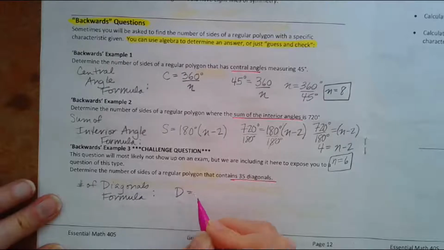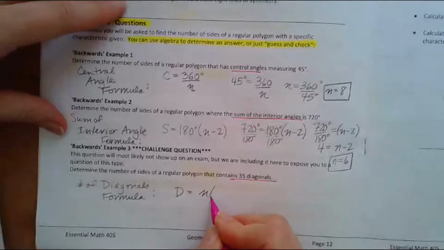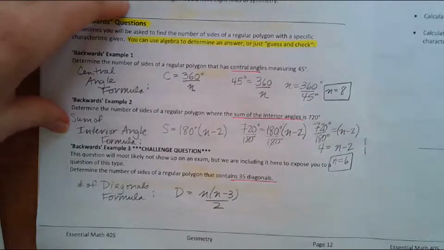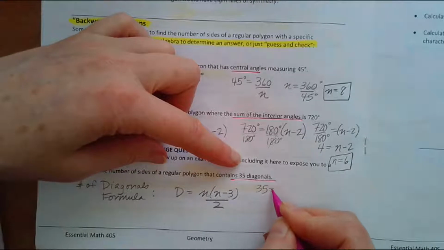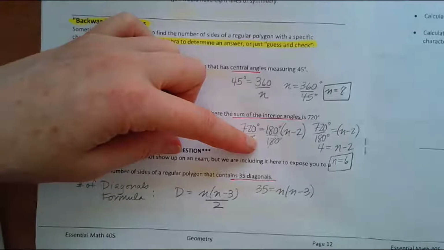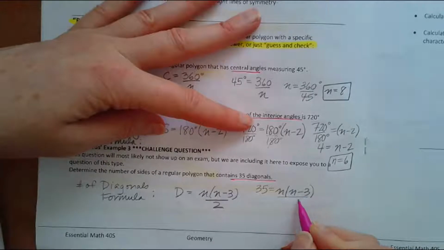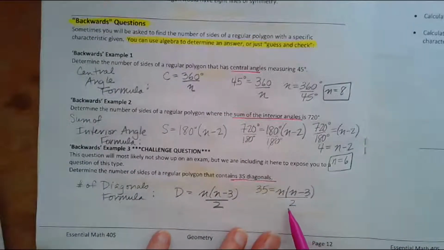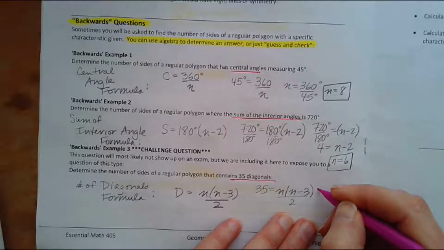So the number of diagonals equals n times n minus 3 divided by 2. Okay, let's see what we have here. We were given the number of diagonals, so 35 equals n times n minus 3, divided by 2. This is a challenge question, right? To get rid of a divide by 2, the only way is to multiply both sides by 2, right?